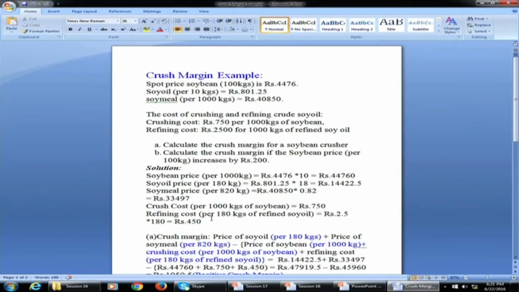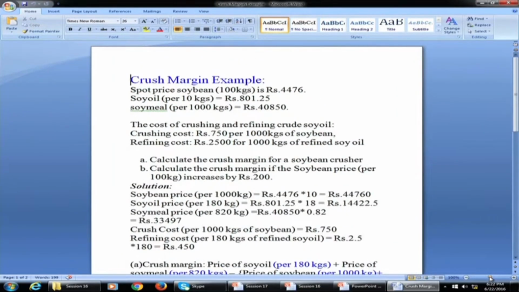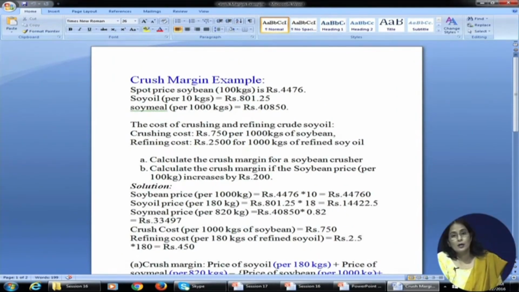So this is the example. I hope it is visible to all of you. This is some information pertaining to soya bean, soya oil and soya meal spot prices available to you, and the cost of crushing and refining of crude soya oil. That is, the cost of crushing soya bean and the cost of refining crude soya oil is also available.